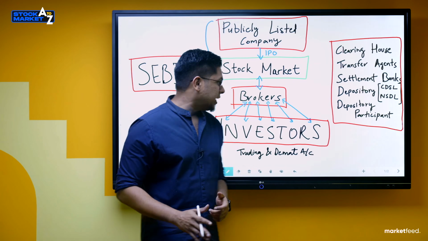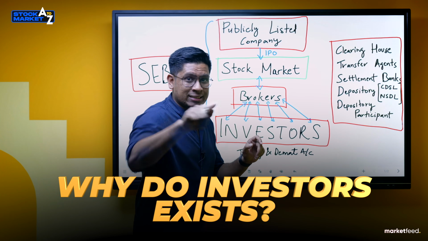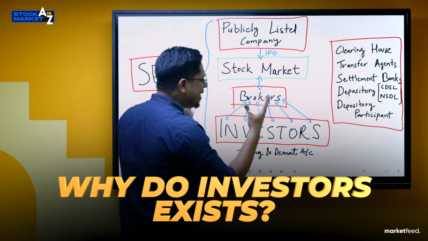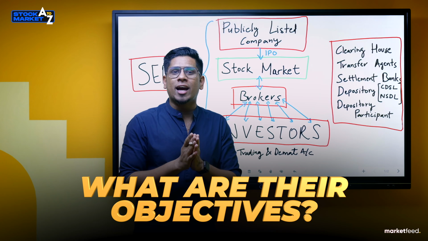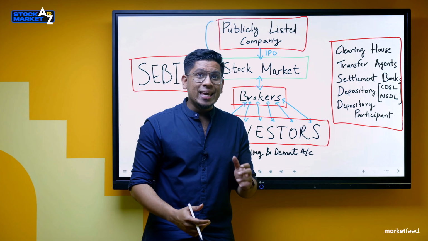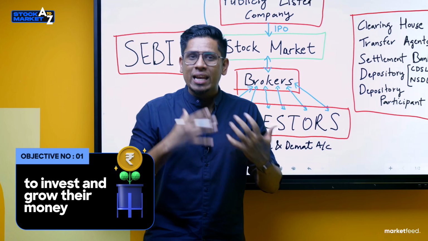So the next question is, why do these people exist? We call them investors, right? But I said there are multiple people in there, including us. So why do these people exist and what is their objective? We should understand that. These people come into the world of stock market to invest and grow their money. That is the largest objective. Let's think about it, right?